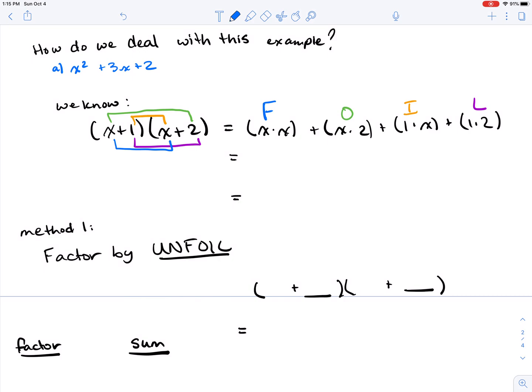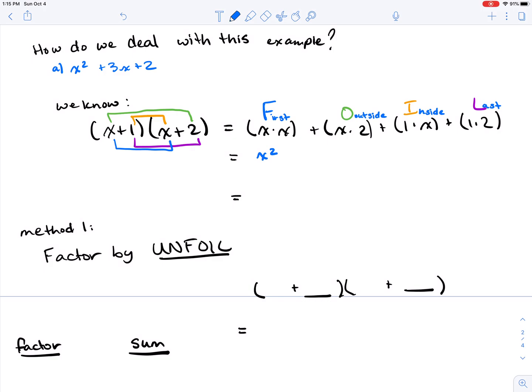I know if I'm given (x plus 1), all in brackets, times (x plus 2), all in brackets, I can use FOIL. And remember, it's first, outside, inside, and last. So I look at the first term in each of the brackets. So I have x times x, that gives me x squared.